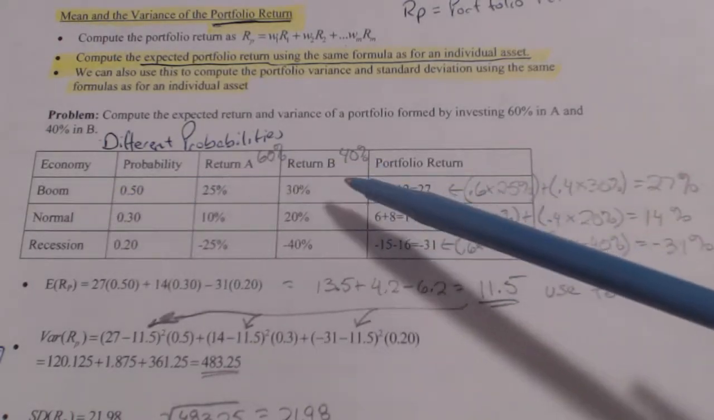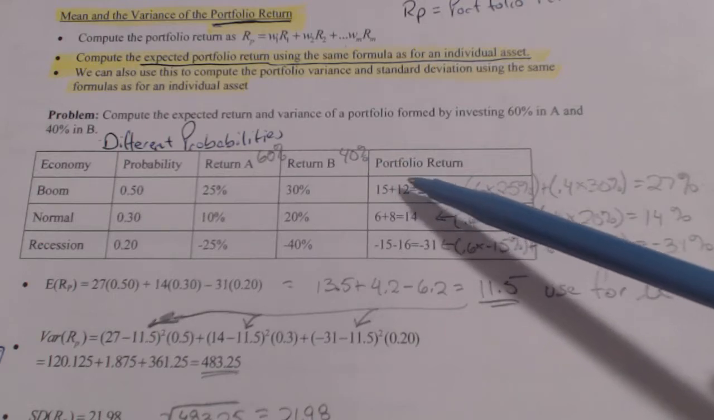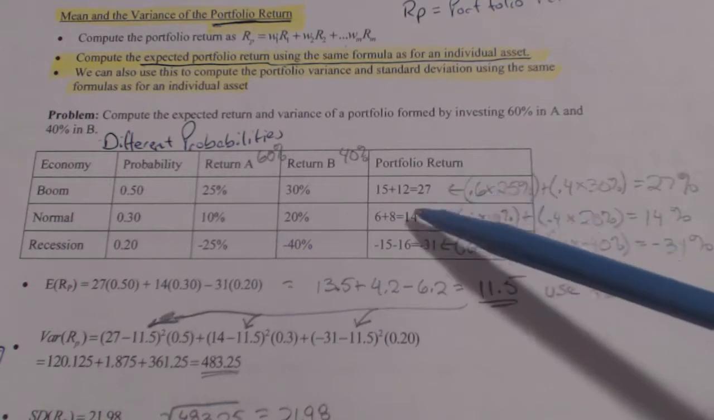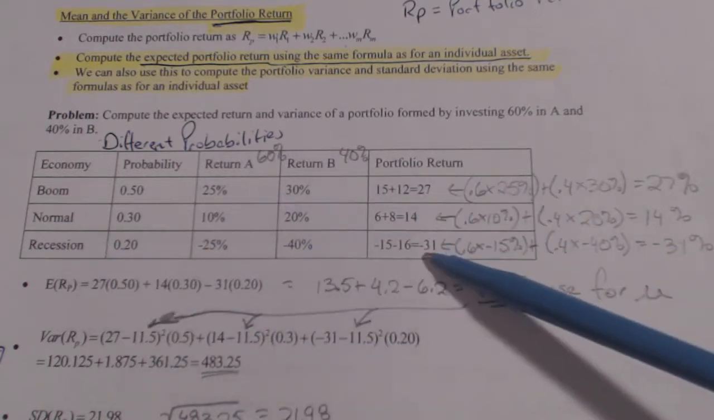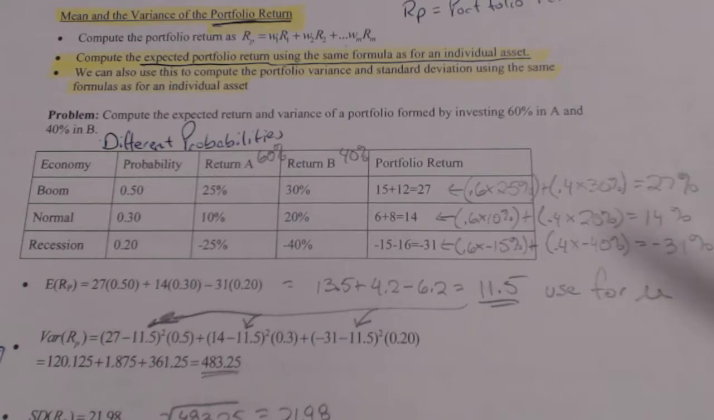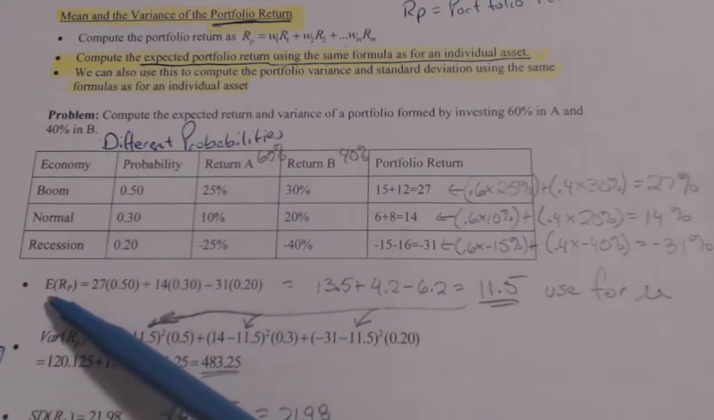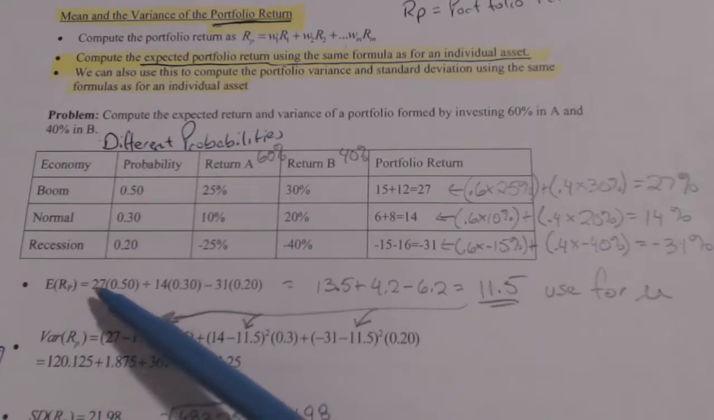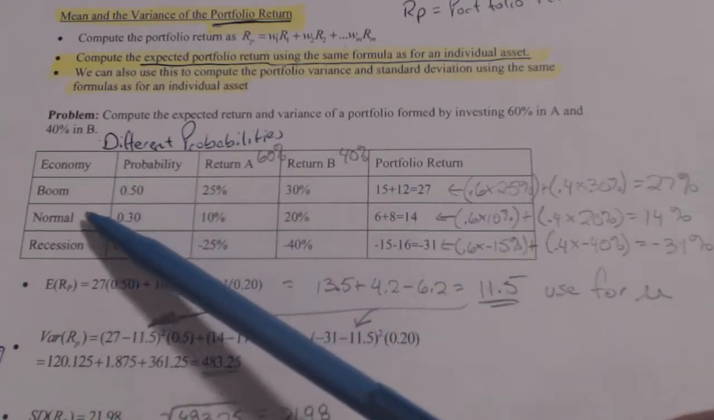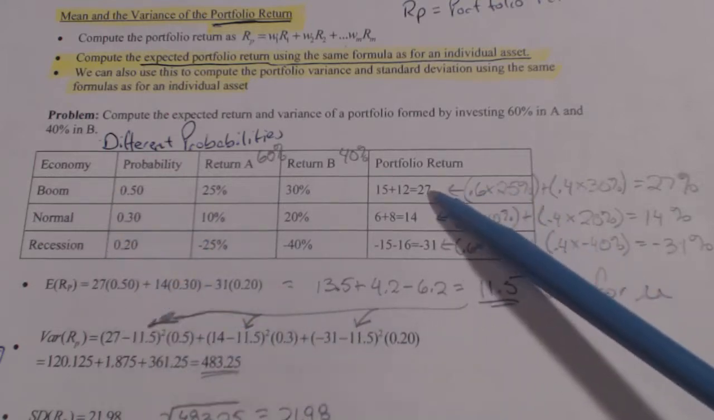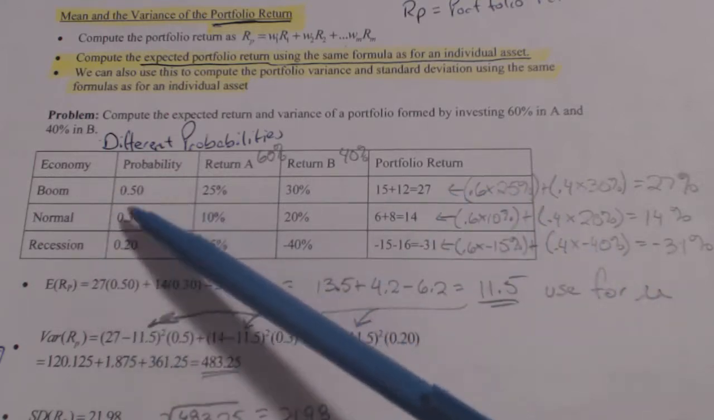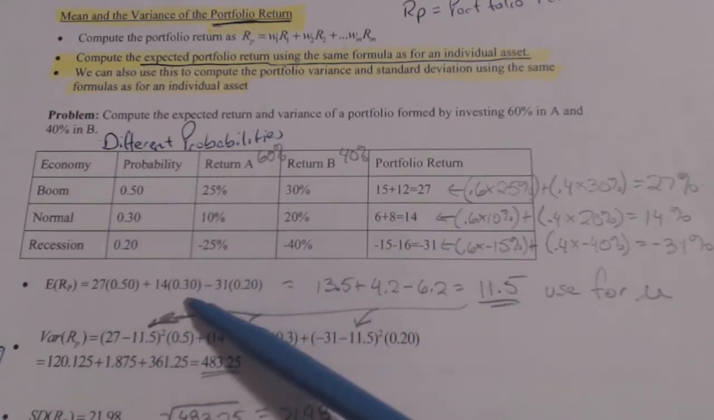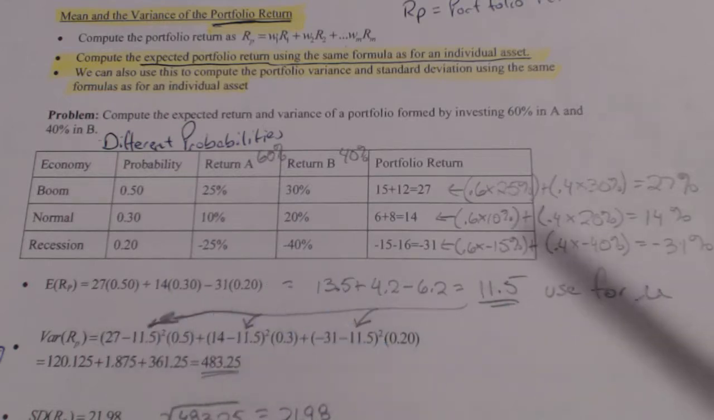Because this is a portfolio, there's 2 stocks. So that's a portfolio return when it's a boom, portfolio return when it's normal, 27, 14, and 31 when it's recession, negative 31 in this case, it's the negative number. Okay, so to figure out the expected return of the portfolio, it's the portfolio return for each individual state times its probability. So in this case, 27% times the probability, plus the portfolio return for the second state times its probability. So it's just basically a weighted average.